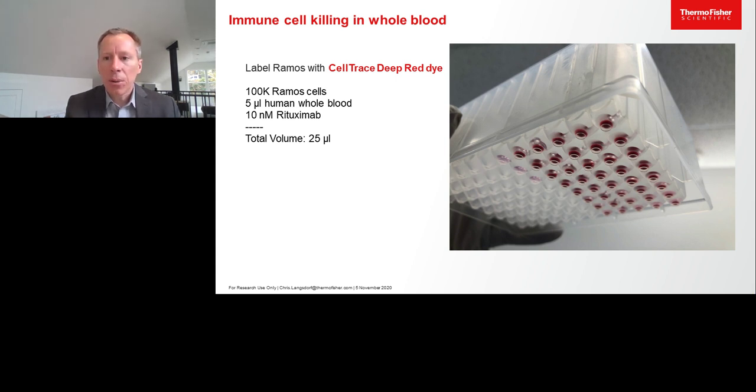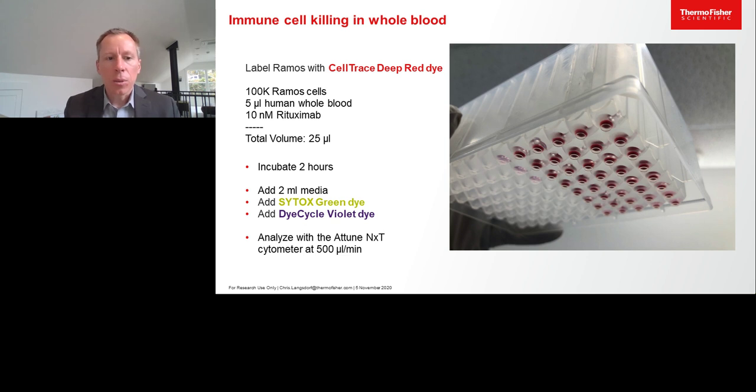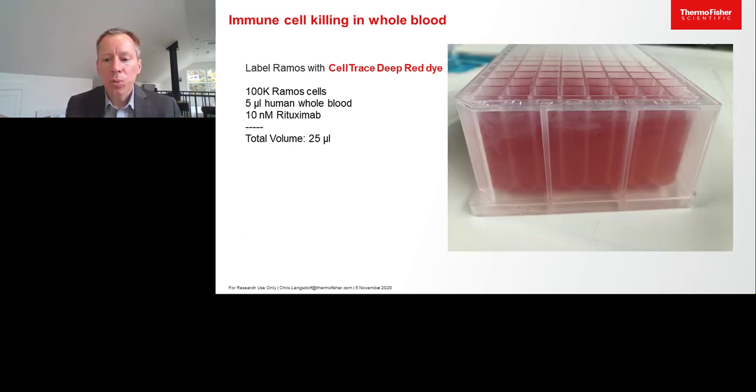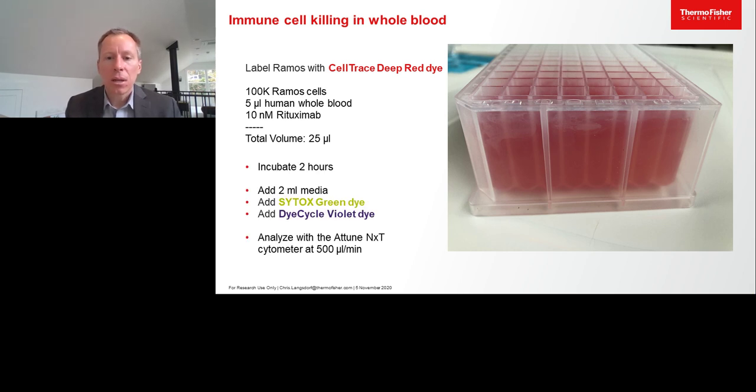If we now allow this to incubate for 2 hours, we will then add a very substantial amount of media, 2 mils of media per well. This is possible because we're using a deep well dish where each well holds 2 milliliters of volume. And so essentially we're diluting our whole blood about 500-fold by the time it's analyzed.